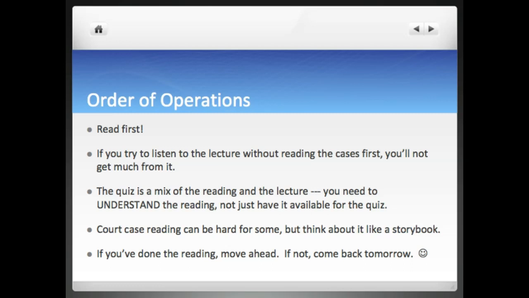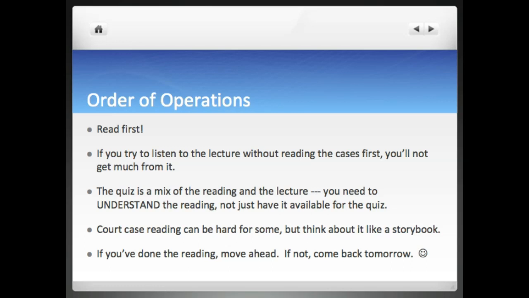And the reason I say that is because if you try to listen to the lecture without reading those cases first, you're not going to get much from it. It's going to be a little confusing for you. The quiz is a mix of the reading and the lecture, and you need to understand the reading, not just be able to quote it, not just be able to tell me what case had to do with what issue, but you'll need to be able to analyze the cases a bit to answer the quiz questions. So it's a little tougher of a quiz if you haven't done the work. If you've done the work, I suggest it's a breeze.